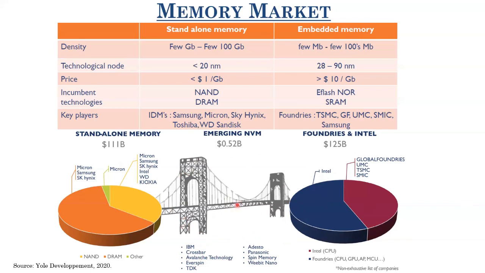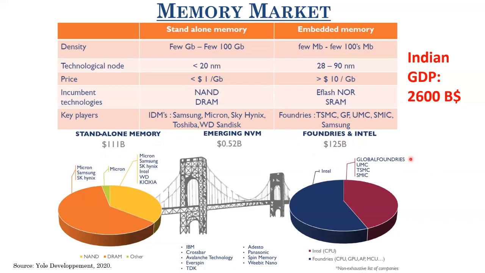The best news for us is that the embedded memory market is almost equivalent to the standalone memory market. So these memory companies have revenue of almost the same order as these foundry companies. And if you compare this with Indian GDP, which is like $2,600 billion, added together, this is like 1/10 of the Indian GDP. So you can understand that the memory market is a huge market.